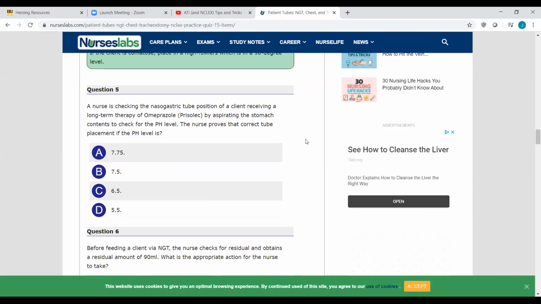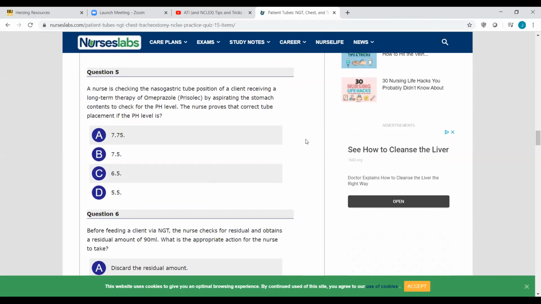Okay, so a nurse is checking the nasogastric tube position of a client receiving long-term therapy of omeprazole, or Prilosec, by aspirating the stomach contents to check the pH level. The nurse proves correct tube placement if the pH level is what? So think back to when we talked about acid-base stuff. What's a decent pH?